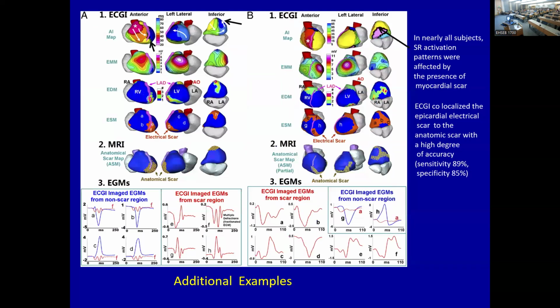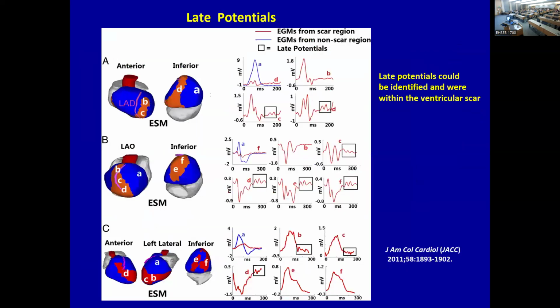And this just shows many other patients that show more complex scars. Let's look at this, for example. Here is an anatomical scar, okay? And here is the electrical scar. And here is the anatomical scar, and here is the electrical scar. So you can tell that the correspondence is very good.